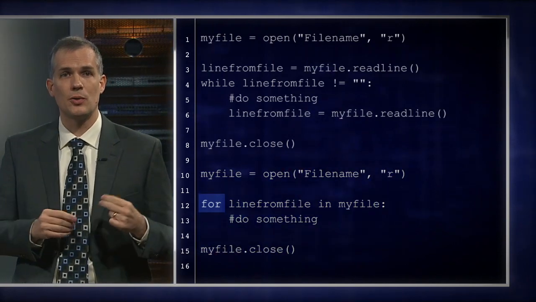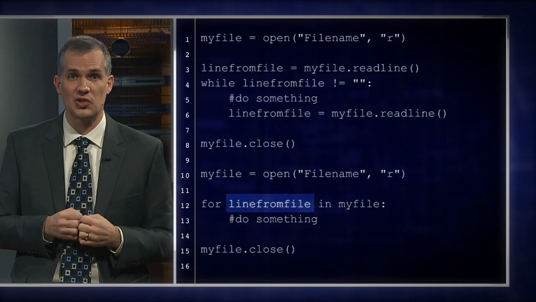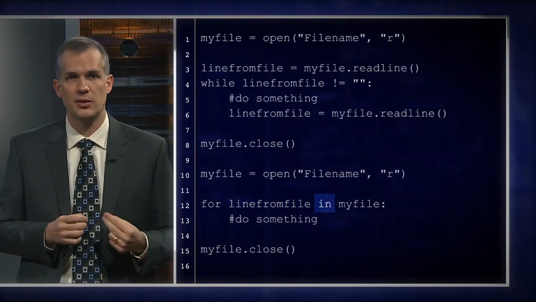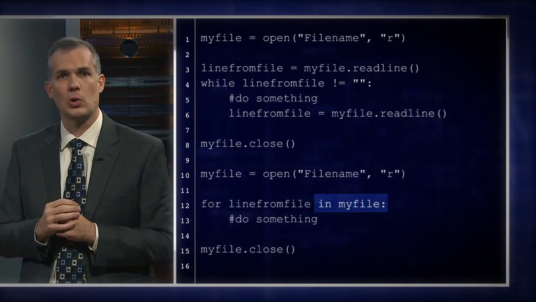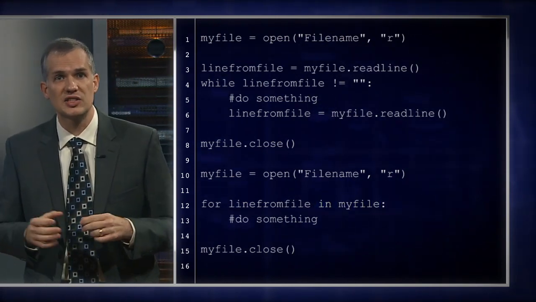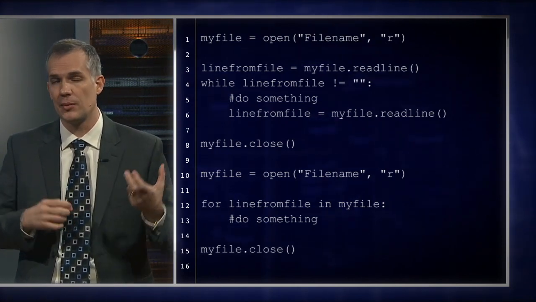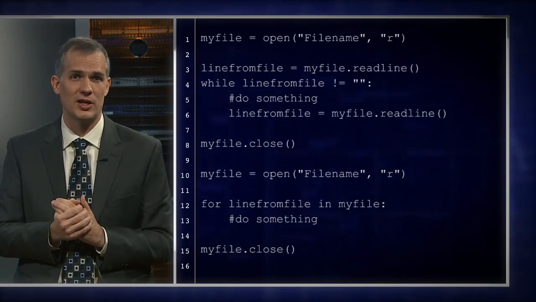We start with the keyword for. We then state the variable that we want to put each line in, which in this case is line_from_file. Finally, we have in, the name of the file we're reading from, and a colon. Again, this code is doing the same thing we did earlier. We read in one line at a time through the entire file. It's just a cleaner and easier to understand way to do this.